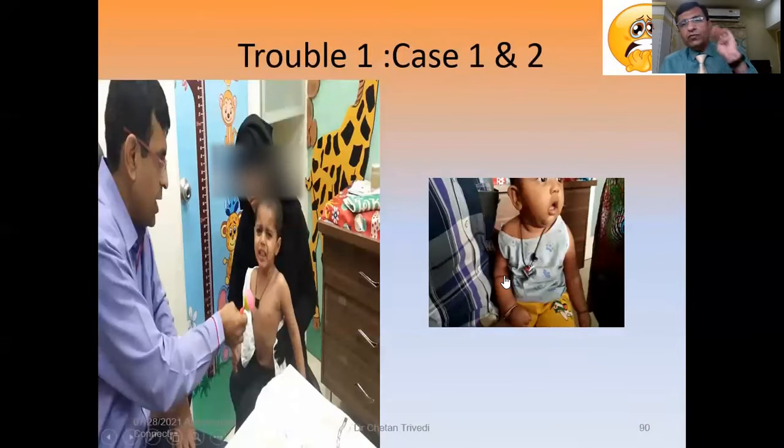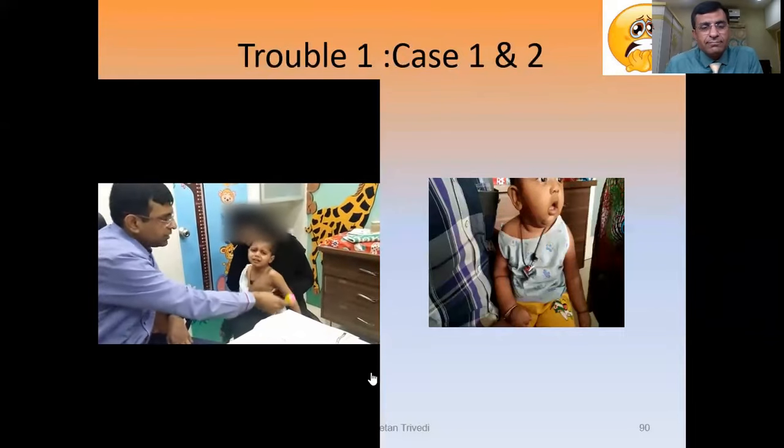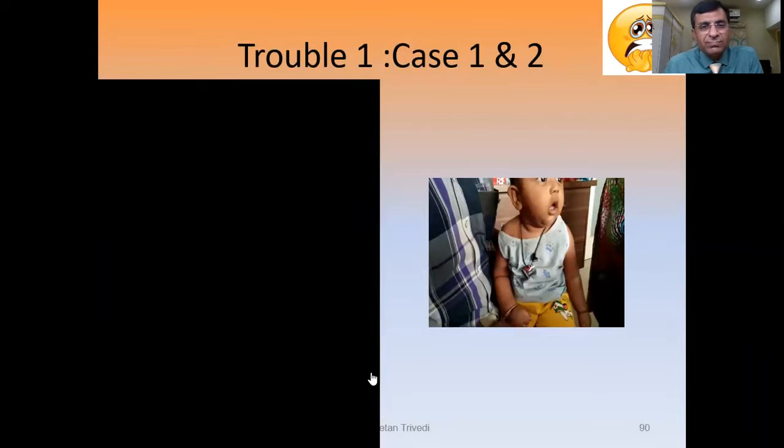So we have 4 different cases where all the complaints were of not moving one of the upper limbs. So look at this, the first child. Okay, this is the second child.